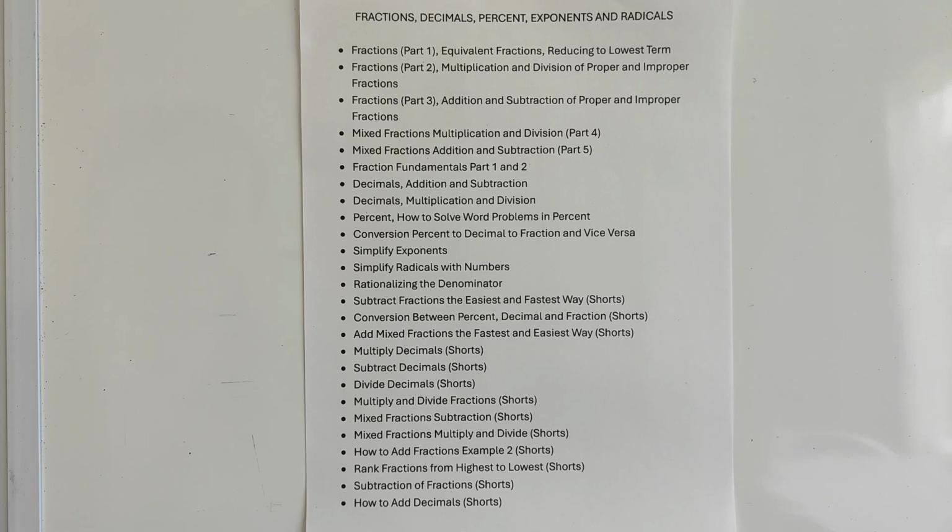After the fractions are decimals, so there's addition and subtraction, and then decimals, multiplication, and division. After decimals is percent, so it will be discussing percent, how to solve word problems regarding percent. After that is the conversion between percent, decimal, and fraction. After the conversion is exponents, and then radicals with numbers. Next one is rationalizing the denominator. This topic is under radicals.